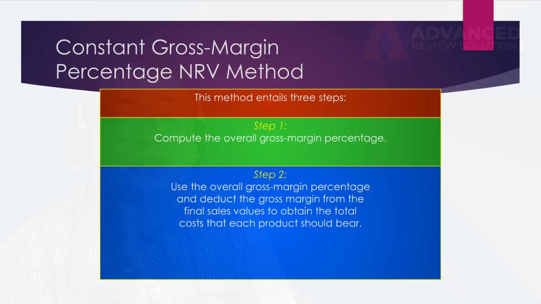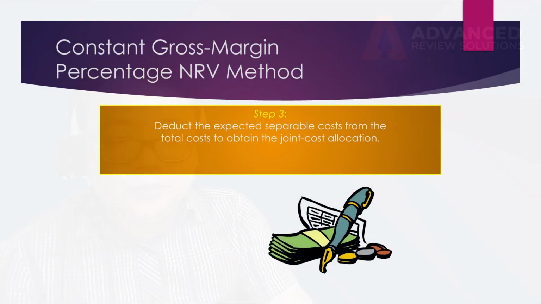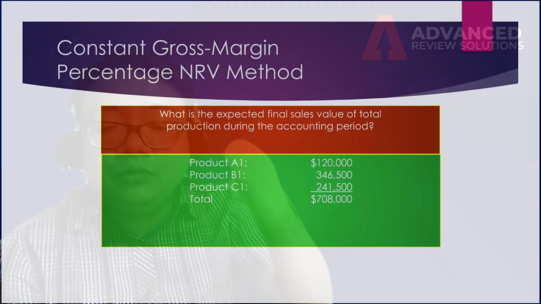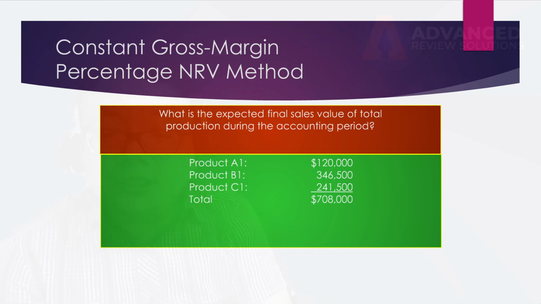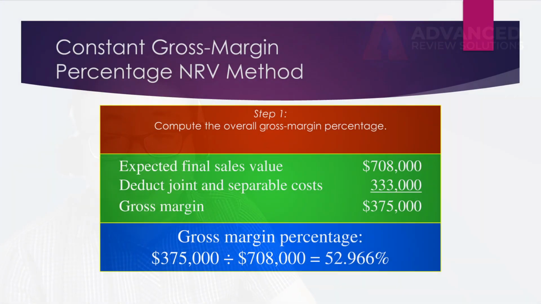Step number one. Step number two is use the overall gross profit margin percentage and deduct the gross profit margin from the final sales value to obtain the total cost that each product should bear. Ito lang yung class. And step number three, deduct the expected separable cost from the allocation base. Una-una, kunin nyo muna lahat yung sales value during the accounting period. 120, 346,500, and 241,500. All in all, you have 708.